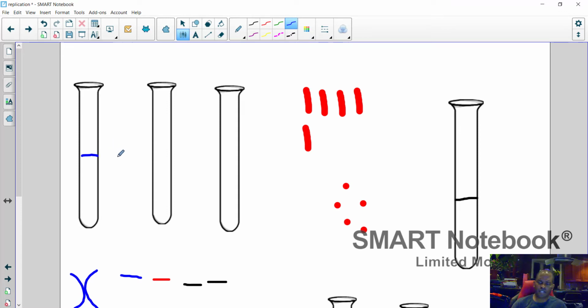And based on the density of the compound, it will either go to the bottom of the test tube or it will go to the middle or stay near the top. So this whole thing's full of kind of a DNA liquid. So it's spun around, and it's found that all the DNA is sitting right here.